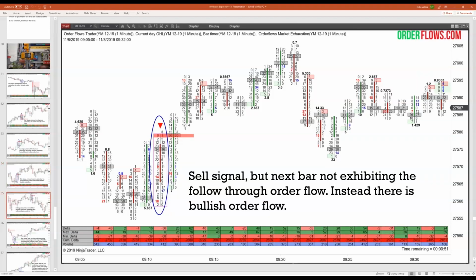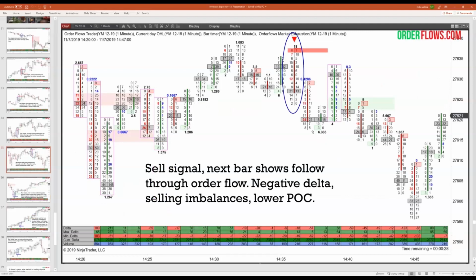Now, here is a sell signal. What happens in the next bar? You start trading lower, you take out the low, you put in a lower point of control, you got a negative delta, you got selling imbalances. This is what you want to see, right? This is where you're going to be getting short, on this bar somewhere.